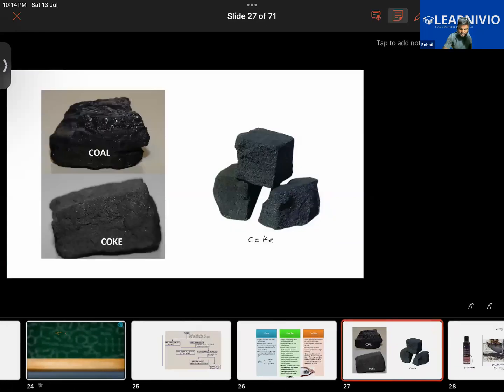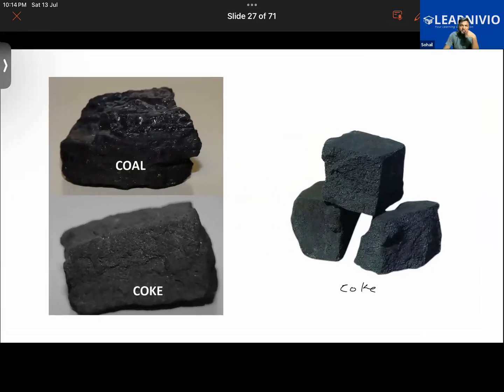Talking about their uses, tell me what are the uses of coke, Vaiga? The one that you see in this image. Coke is used to manufacture artificial graphite. Artificial graphite, what is that?